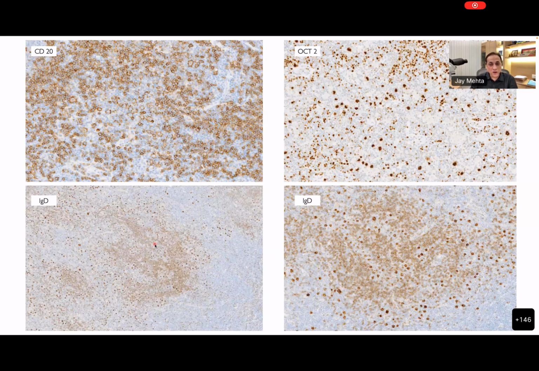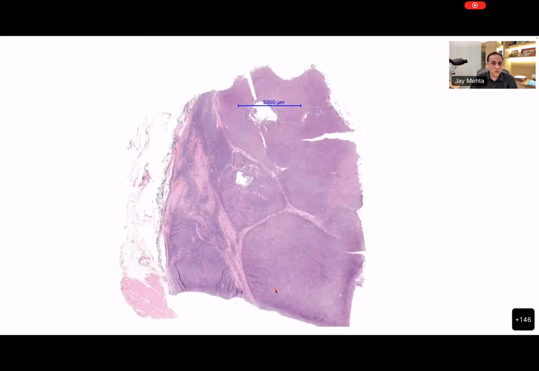And IgD also marks the LP cells, but this is commonly seen in younger people. So if the patient is on the younger side, 35 and less, then only you tend to see this IgD positivity for an unknown reason, and I don't know the answer to that. It's not seen in elderly people who have nodular lymphocyte predominance Hodgkin lymphoma.